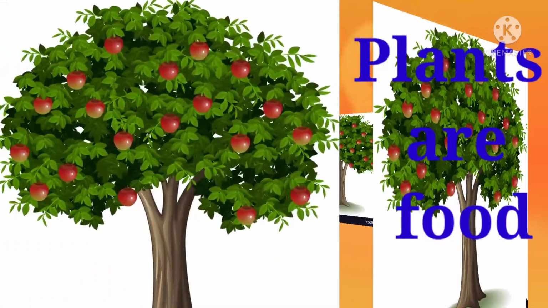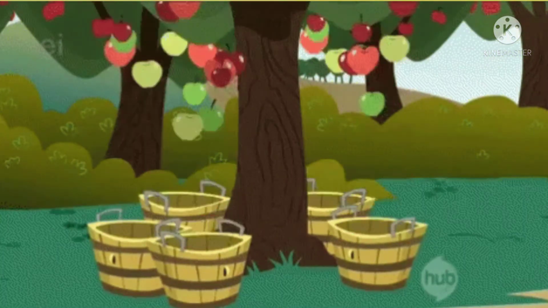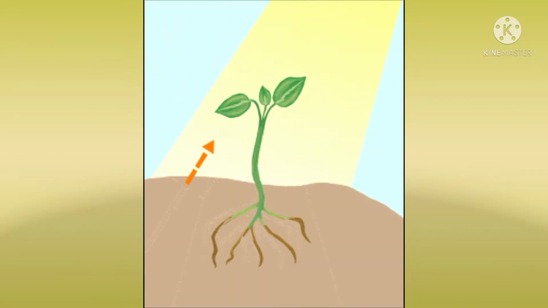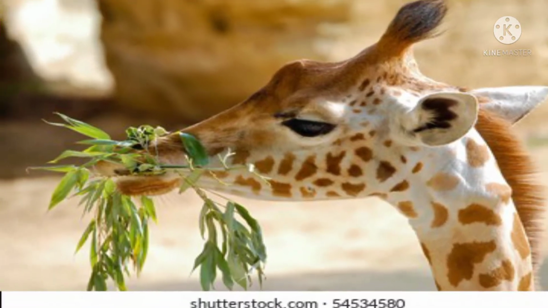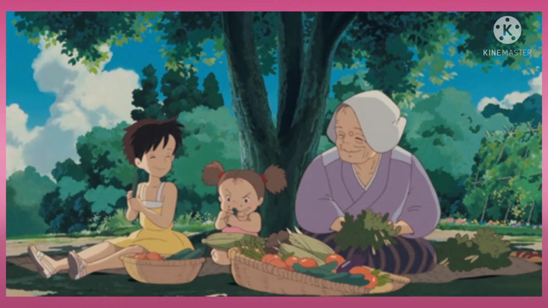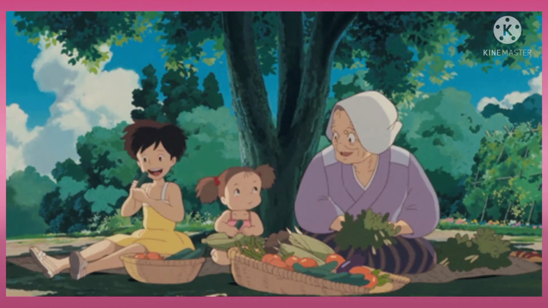Plants are food. Plants give us food and they are living things. Plants are living things because they can grow and they also die. Animals and humans eat plants. They eat the food from plants because it helps them to grow.